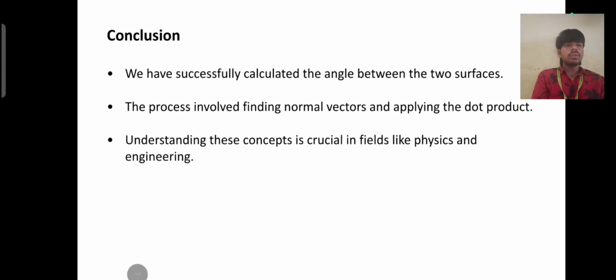Conclusion. We have successfully calculated the angle between the two surfaces. The process involved finding normal vectors and applying the dot product. Understanding these concepts is crucial in fields like physics and engineering.